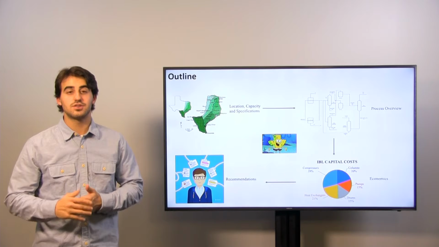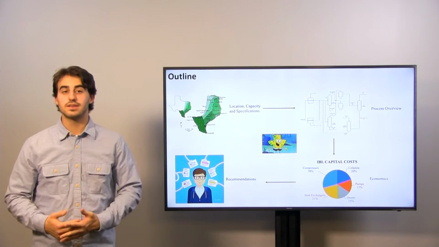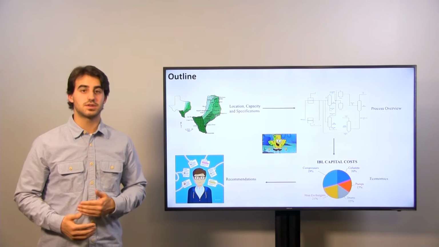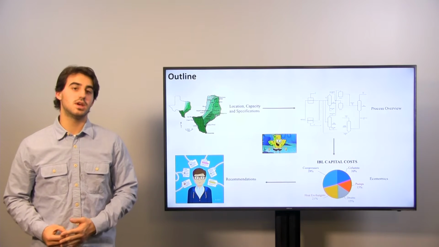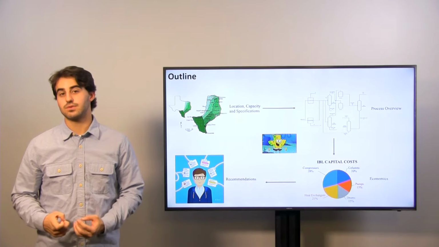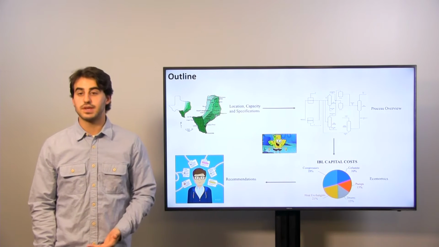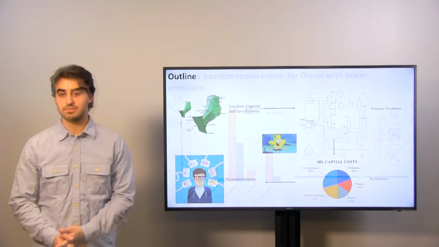This semester our project was the production of dimethyl ether from an impure methanol feedstock. In today's presentation, we will discuss the location, capacity, and specifications of our process plant. We will then transition into discussing the process that we've developed, as well as the economics for our process, and then give you recommendations based on what we've learned from our process.